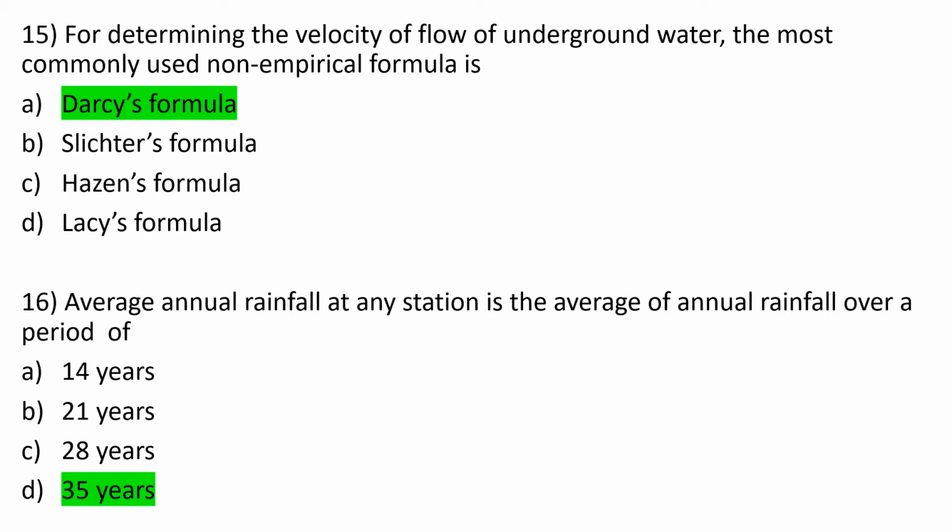Question number 16. Annual average rainfall at any station is the average of annual rainfall over a period of, we have got four options. A, 14 years, B, 21 years, C, 28 years, and D, 35 years. So to find out the annual average rainfall at any station, 35 years of the annual rainfall is taken. So the answer is D, 35 years.